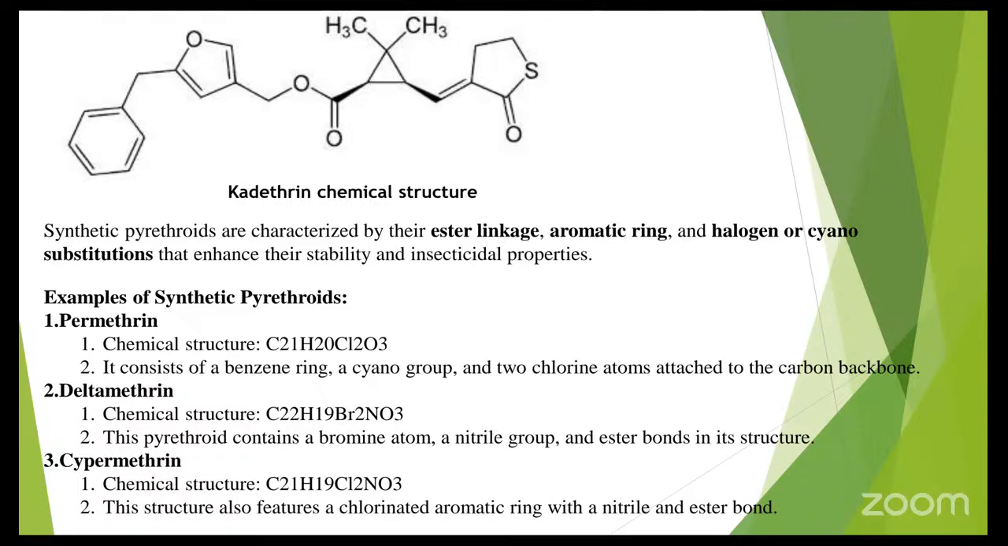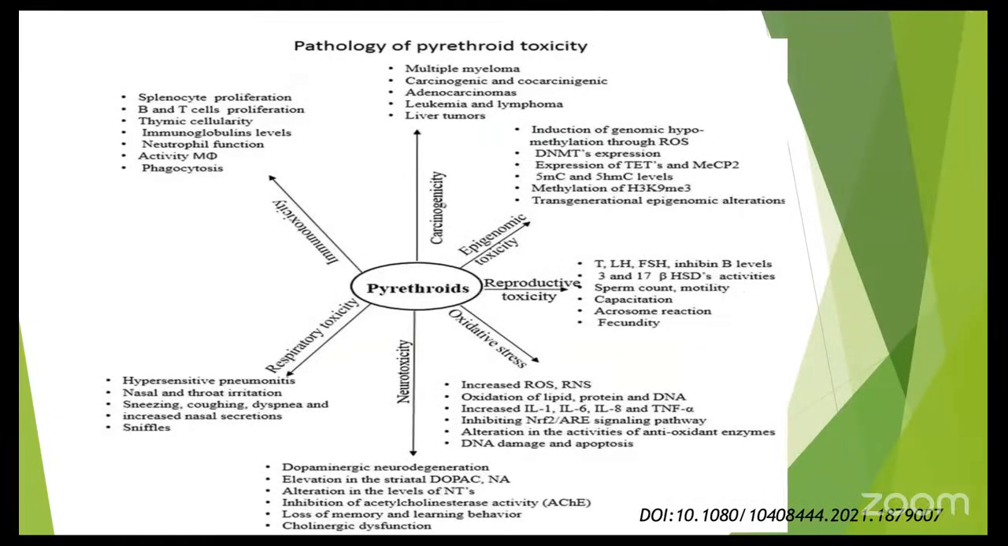Okay. So, examples of synthetic pyrethroids are permethrin, deltamethrin, cypermethrin. These are the most widely used, and their structural difference, your reference has been given here. Now coming to the chemical structure and toxicity of the pyrethroids.